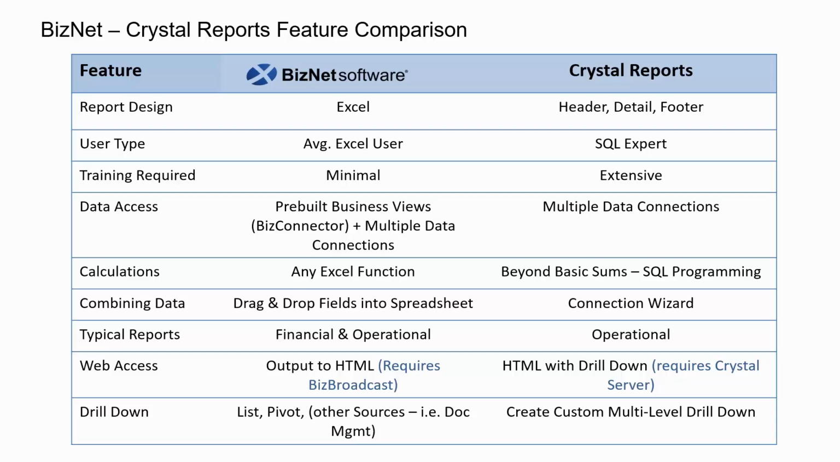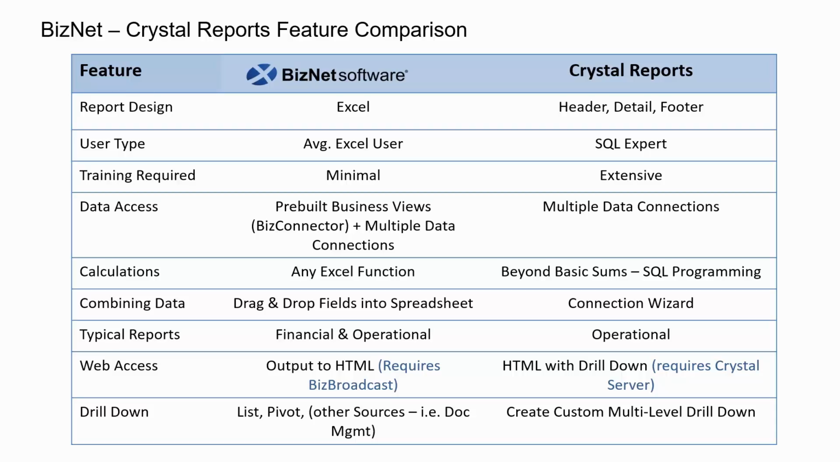Data access, the difference between BizNet and Crystal is that we have pre-built, normalized business views for our known systems. So across a number of systems, we've already gone through and sifted through and made the business data available in a business-user-friendly format. You can always get to the database, and you have to, again, be a database expert using multiple data connections. You can do that through Excel, or you can do that through Crystal.